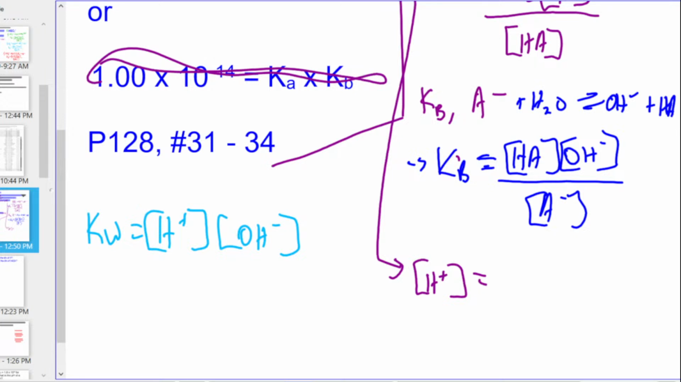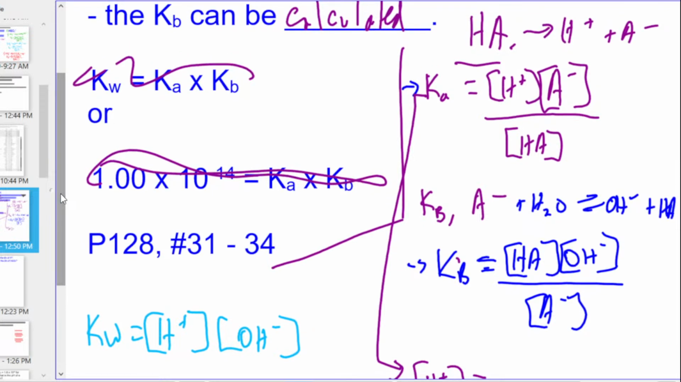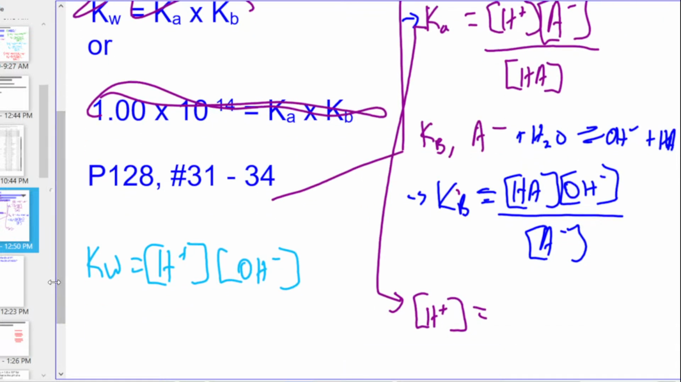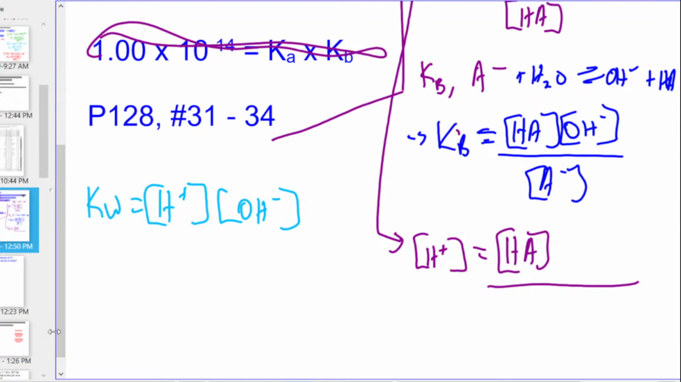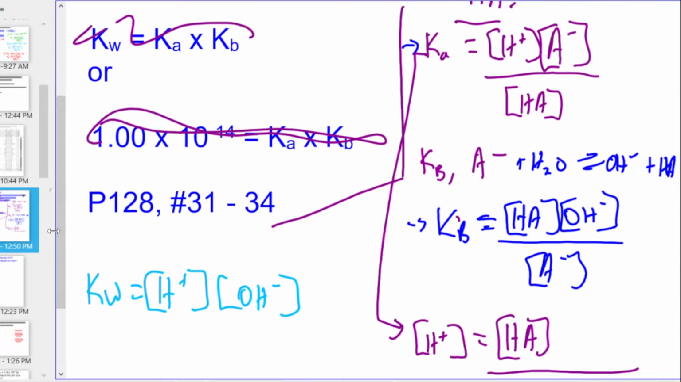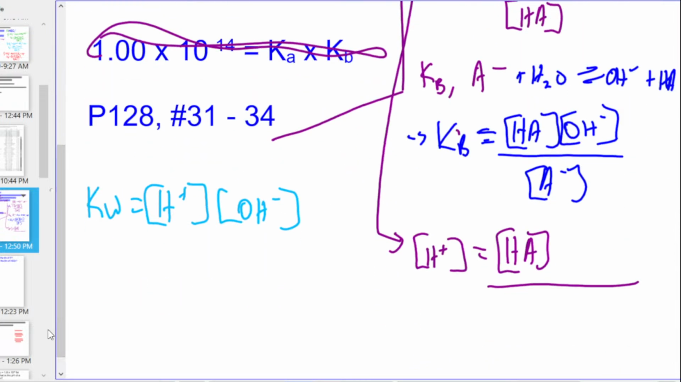Yes, HA divided by A minus. Wait, where does A minus go? I think we're on the right track.